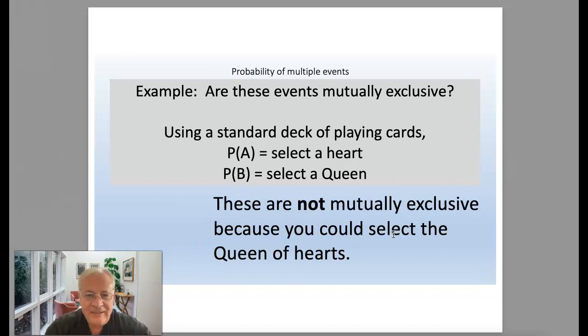All right, what about can I select a heart and a queen at the same time? All right, these are not mutually exclusive because I could select the queen of hearts. They both could happen at the same time. So it's not mutually exclusive. Okay?